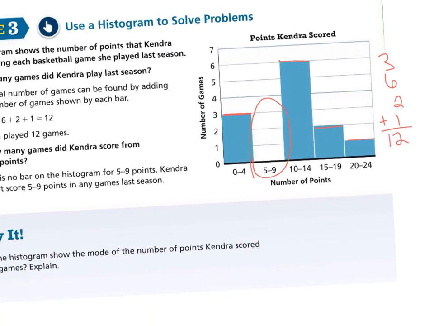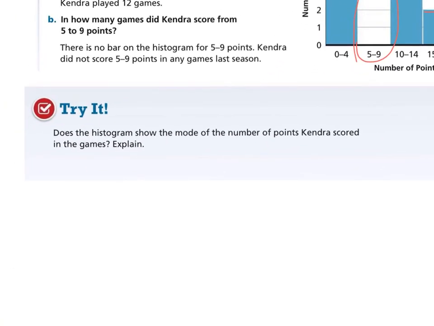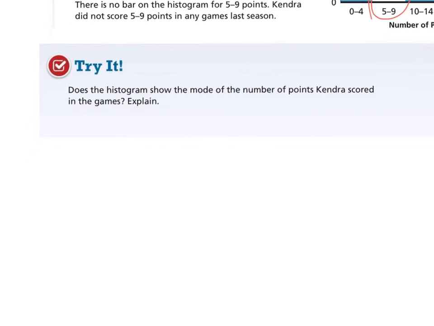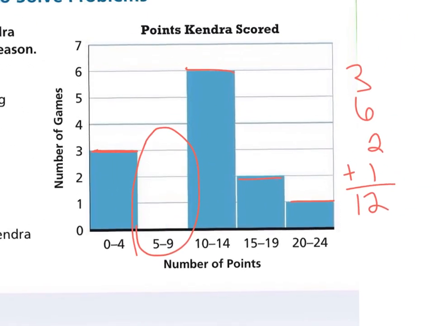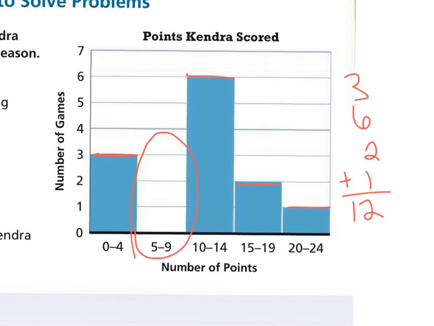So if you look at the try it, does the histogram show the mode of the number of points Kendra scored in the game? So in other words, just by looking at this histogram, can we tell the mode? In other words, can we tell what amount of points she scored most often or more often than any other number of points? And so actually we can't tell. 10 to 14, that range is the most frequent, but that's a range. That's not just a number of points.